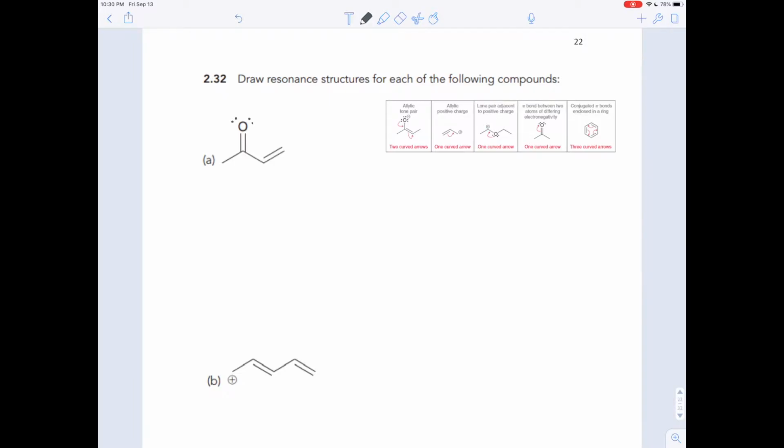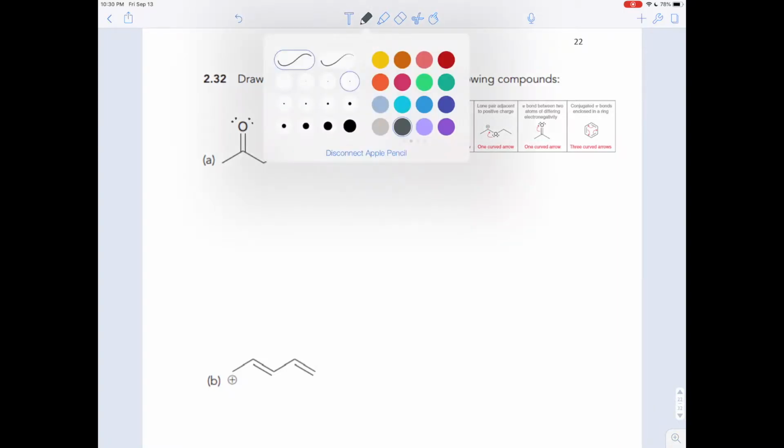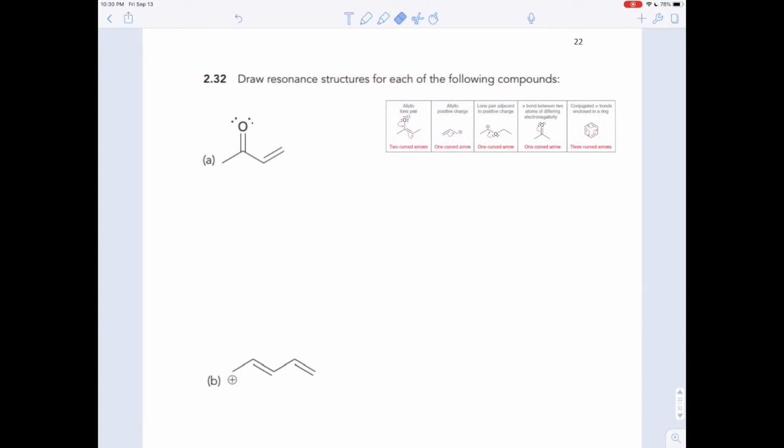So first, is there an allylic lone pair? Well, that's our first pattern. We do have a lone pair, but it's not one atom away from an atom in a double bond. It's on an atom in a double bond. So although it's a lone pair, it's not allylic. So we don't have that pattern in this structure.